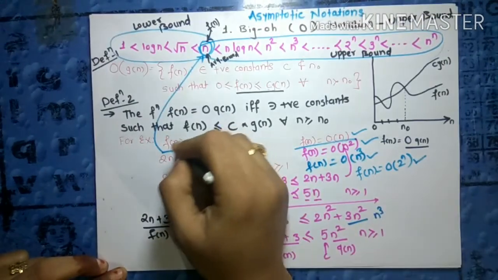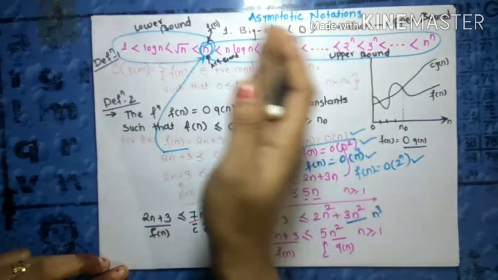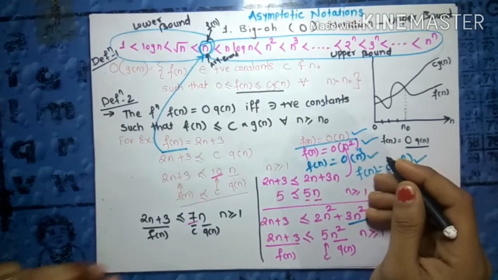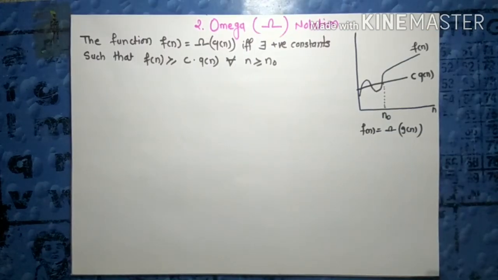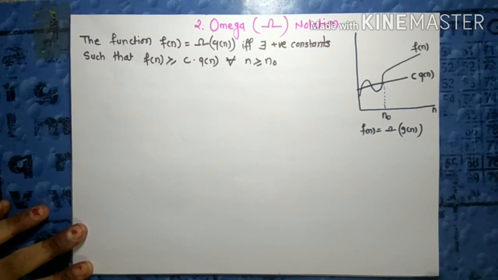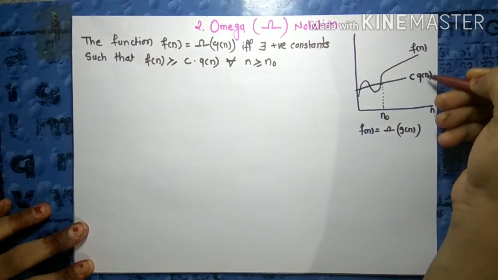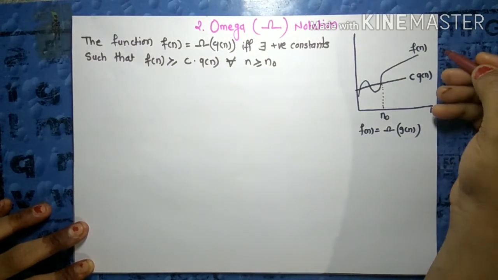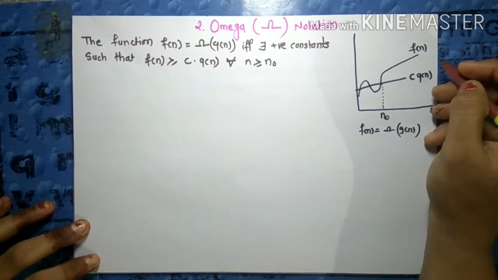The same condition is here for the average bound. F of n is always what we are considering for the average bound. Every time the closest value to the f of n is meaningful for all of us. The second notation is omega notation, and omega notation represents the lower bound of the running time of an algorithm. Thus it provides the best case complexity of the algorithm.